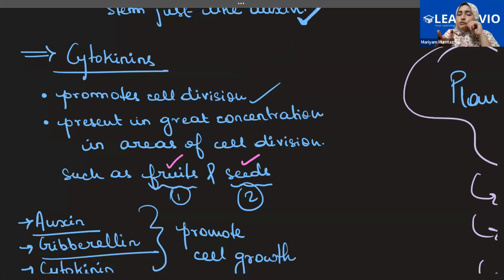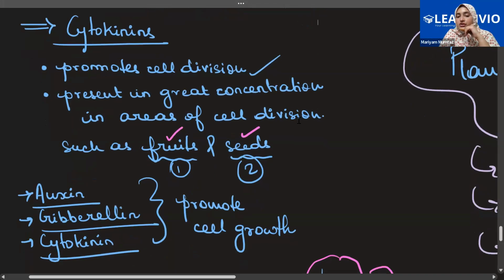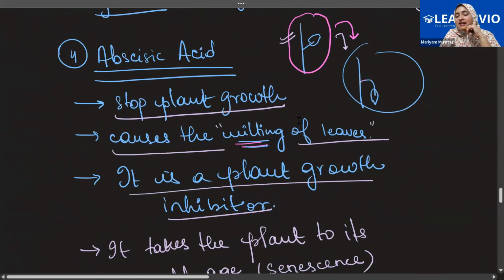Now, what would be the examples of those areas? So we have fruits and seeds. Fruits and seeds are constantly growing. So there, cytokinins are present in a very greater concentration. Now, after cytokinin, we come on to abscisic acid.